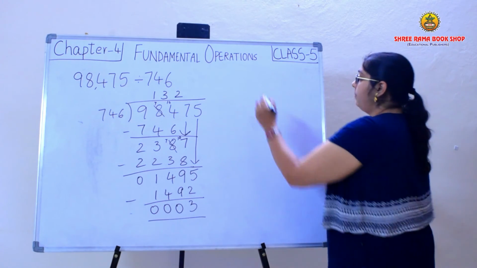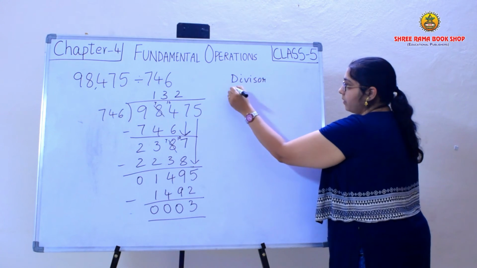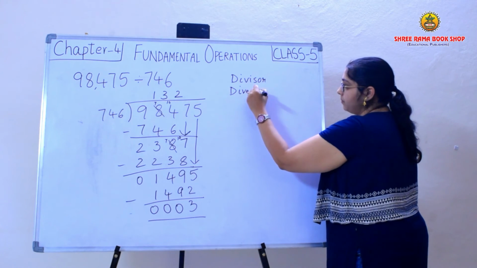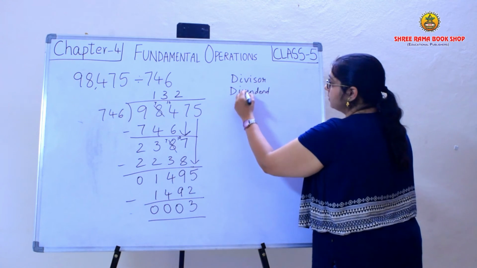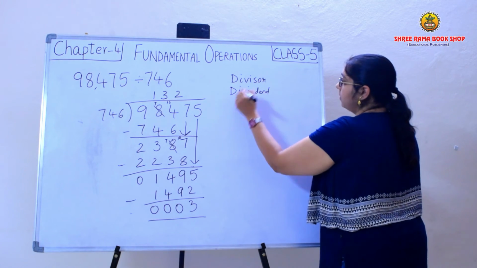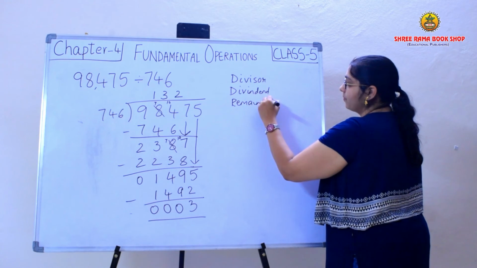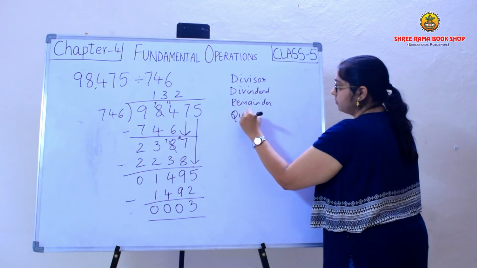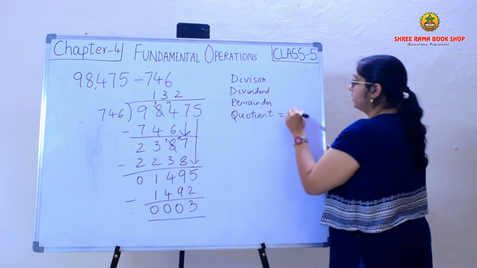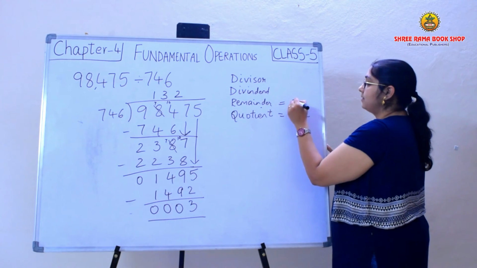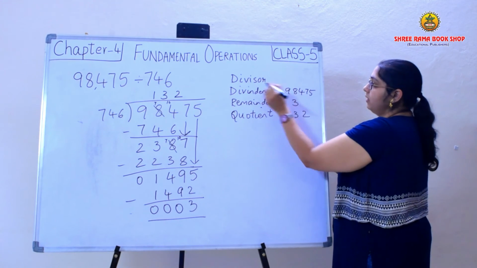Now I will be writing what is the divisor, dividend, remainder and quotient. Okay, so the quotient is how much? 132. The remainder is 3. The dividend is 98475 and divisor is 746.